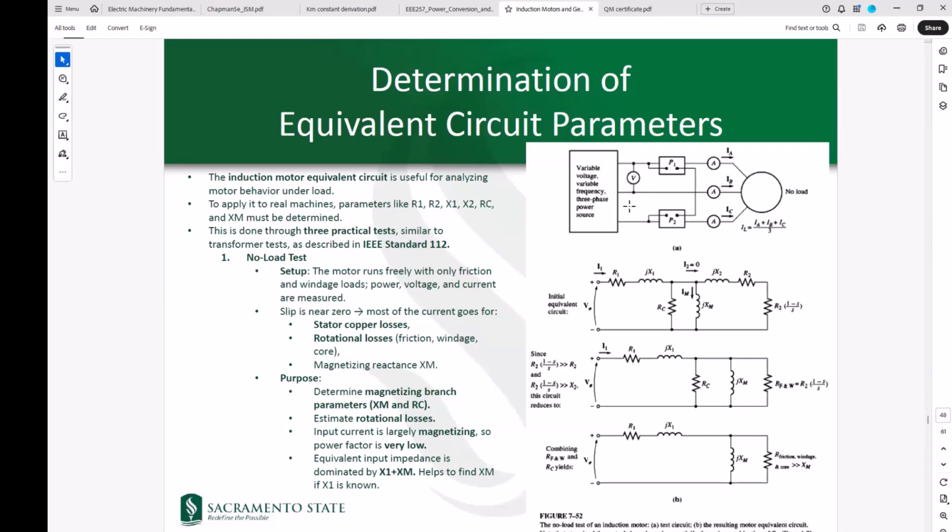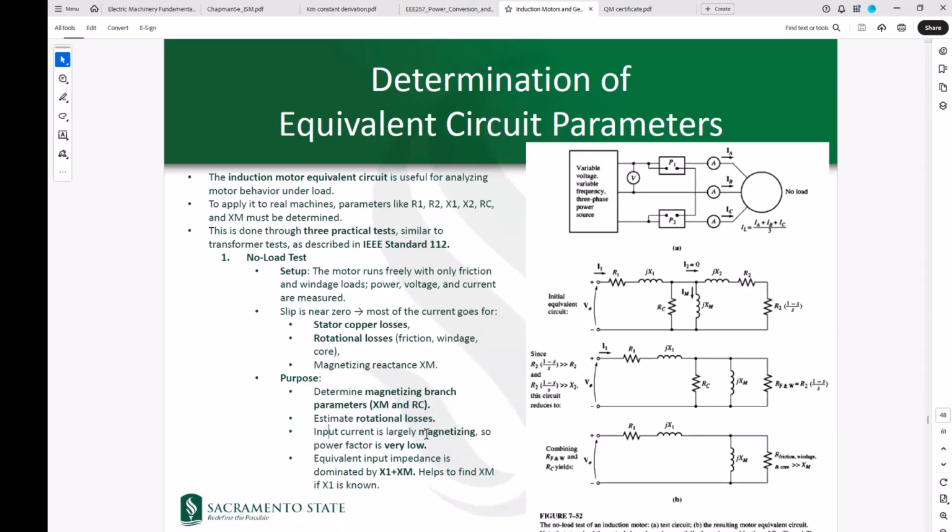Power, voltage, and current would be measured. So power, voltage, and amps are measured when you are under no-load conditions. Slip would be very small, close to zero. Most of the current goes for stator copper losses, and the rotational losses, which is associated with the friction, windage, core, and also magnetizing reactance. The current goes for these purposes. The purpose of this no-load test is to come up with finding RC and XM. It estimates the rotational losses.